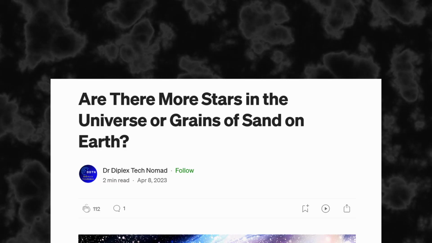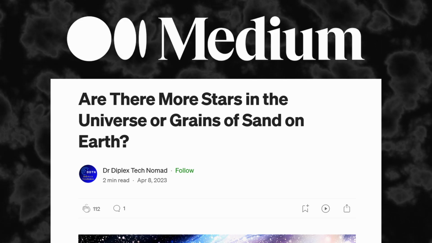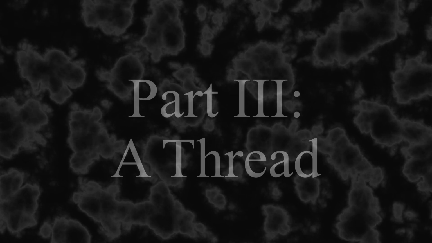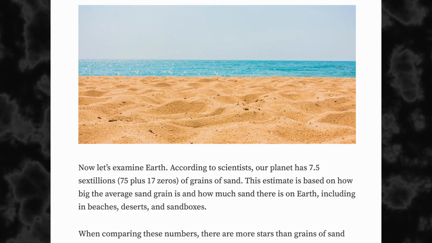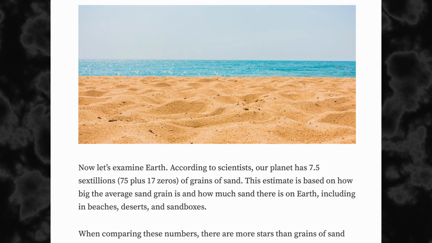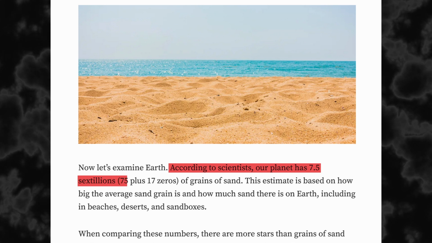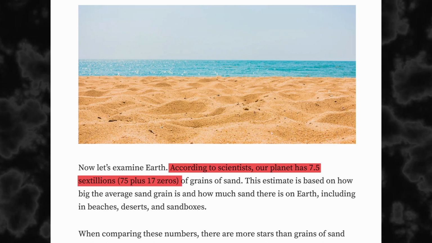Oh, here's another article or blog post on the website Medium from April of 2023. Now, Medium is one of those weird websites whose concept I don't fully understand, but I think you can just write your own stuff on there, like you would back in the day on Blogger. So it is basically a self-published article, but scrolling down a bit, just below the generic stock image of a beach, there's our weird phrase again. According to scientists, our planet has 7.5 sextillion, in parentheses, 75 plus 17 zeros, grains of sand.